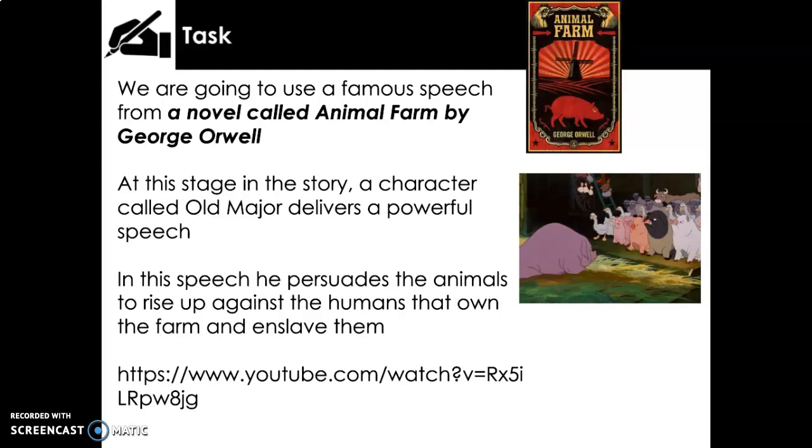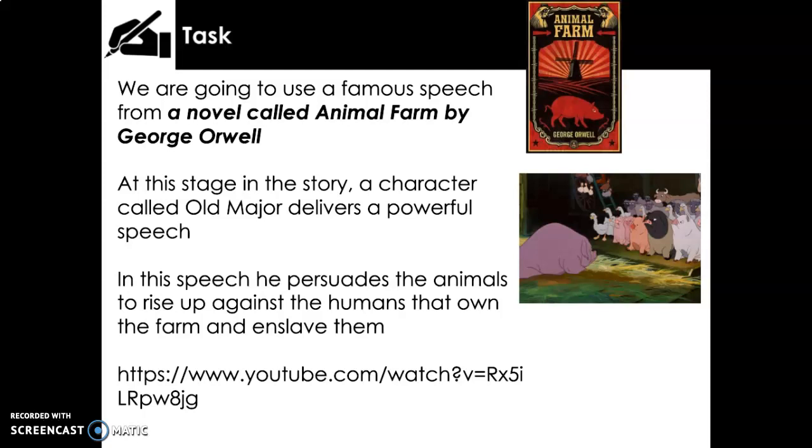Now, we're not studying the whole novel. We're going to zoom in on a really important speech. But just a little bit of background. At this stage in the story, we have a character called Old Major. Now, can you see our picture just to the side of the screen here? We've got a bed of hay. And on this hay, we have a large pig addressing a crowd of other farm animals.